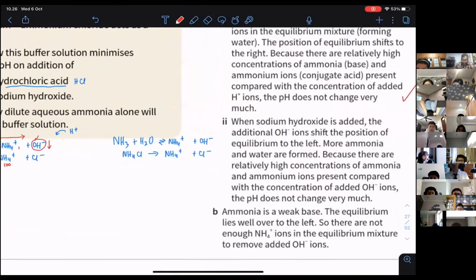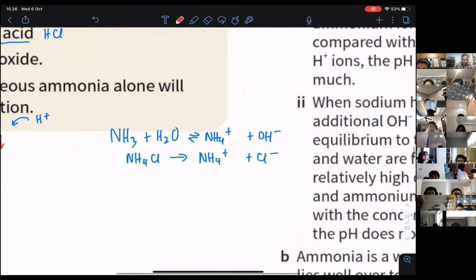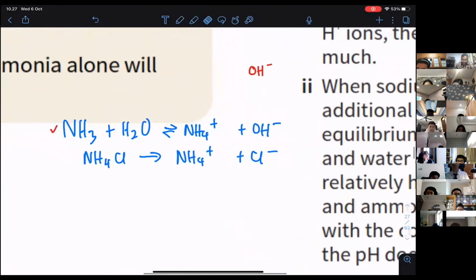The same thing, if, let's say for example, I add sodium hydroxide. So sodium hydroxide, OH minus. And I told you which equation to follow: follow the equation that has the reversible arrows. And then you check whether there is OH or not. You can see there is OH here. So when OH is being added over there, what will happen? The concentration of OH minus is increased.